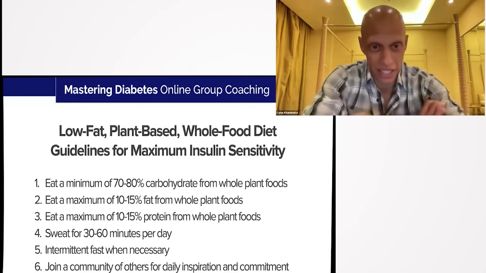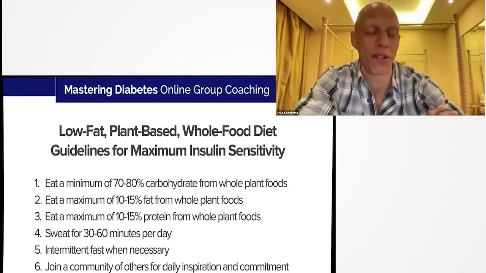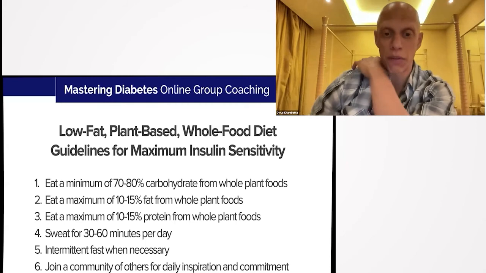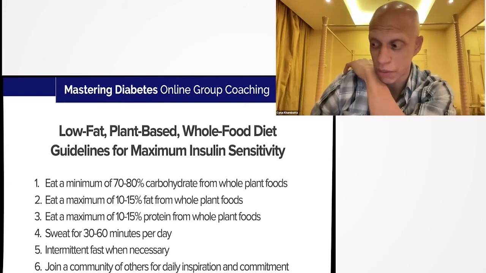Your basic guidelines here are this. You can take a photo of the screen if you want. Eat a minimum of 70 to 80% carbohydrate from whole plant foods. And then the rest should come from fat and protein, about 10 to 15% from one of those.